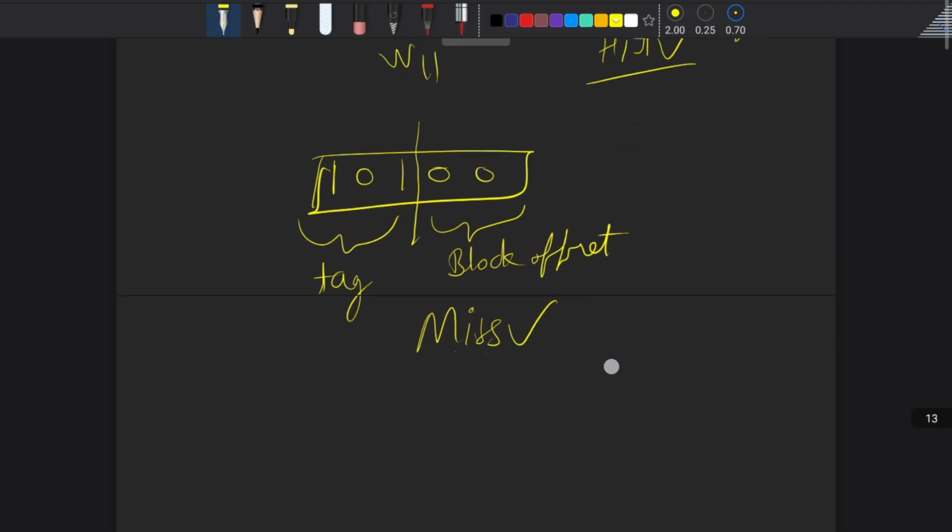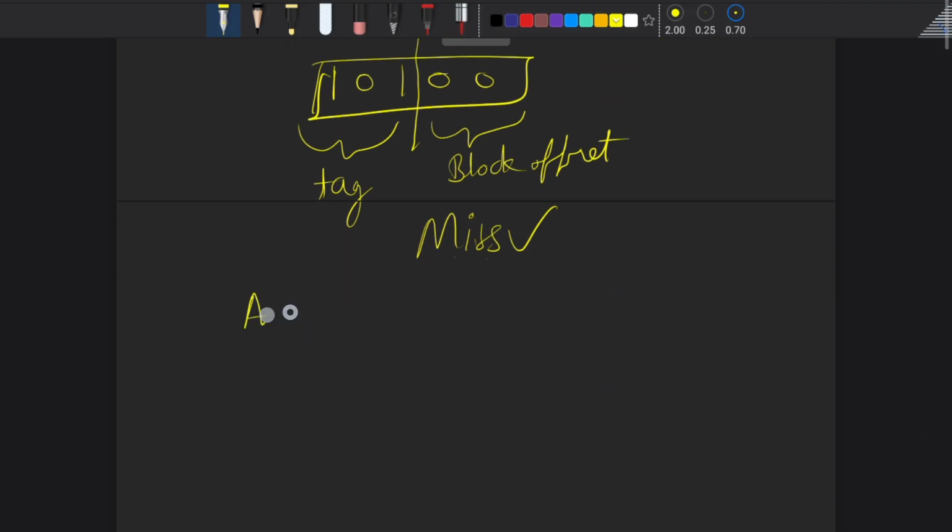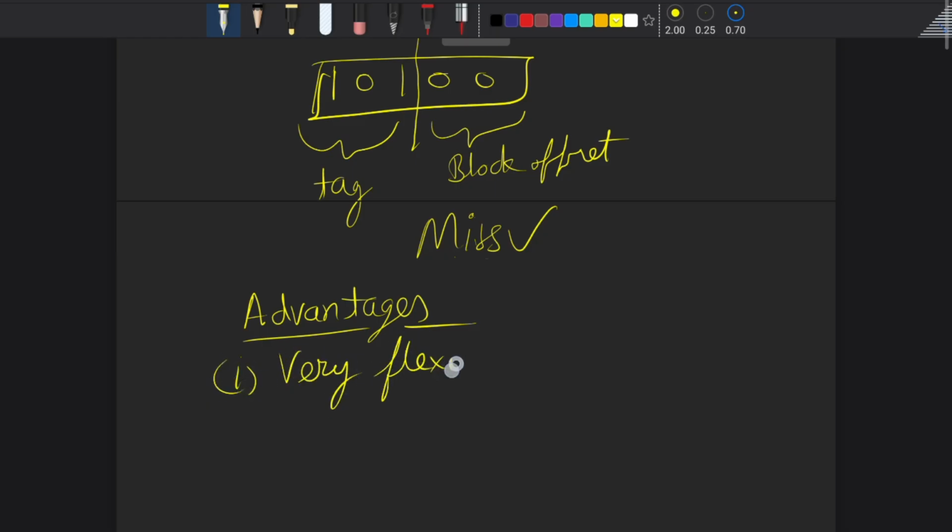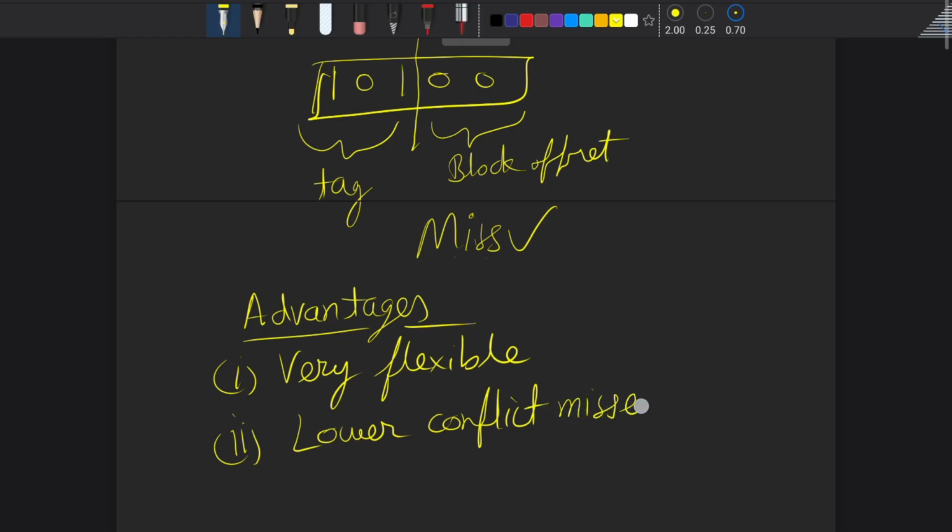Now let's look at the advantages. So here are some major advantages of associative mapping. The first advantage is that it is very flexible. Of course, it is flexible as compared to direct mapping. In direct mapping, we were allowed to map each block to a specific cache line only, but here we can map any block to any cache line, and thus it also has lower conflict misses, which were quite high in case of direct mapping.